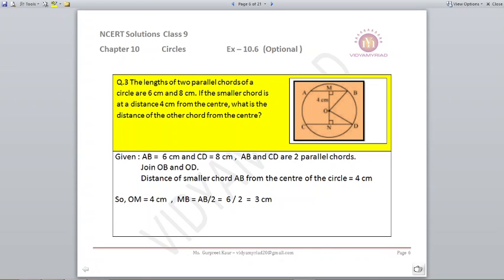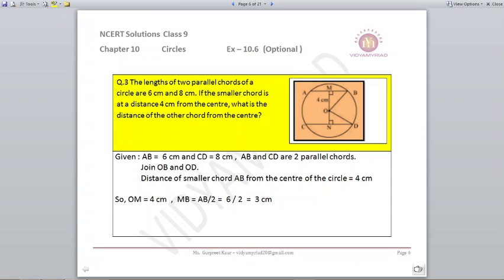Question number 3. The lengths of two parallel chords of a circle are 6 cm and 8 cm. If the smaller chord is at a distance of 4 cm from the center, what is the distance of the other chord from the center? Which means OM is given to us as 4 cm. We need to find ON.